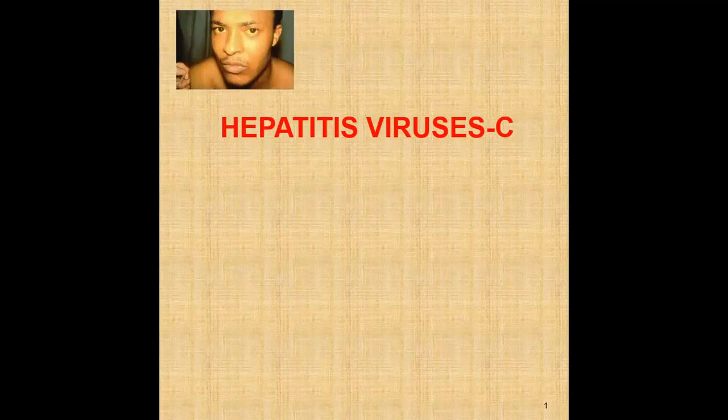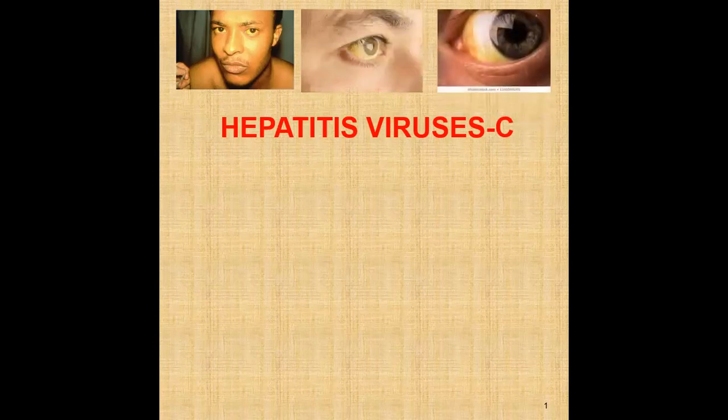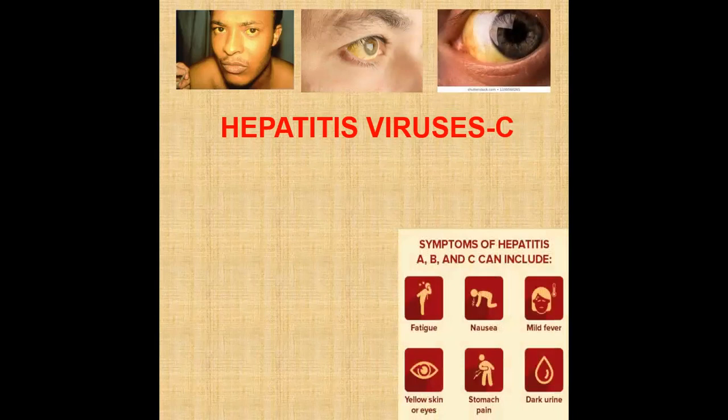We see here that the patient is suffering from hepatitis C. It shows yellowish color on his body. You can clearly see that the face has a yellowish color. The eyes also have yellowish color, which is to be observed. Now the symptoms are fatigue, nausea, mild fever, yellow colored skin, stomach pains, and dark urine. We have to observe these.